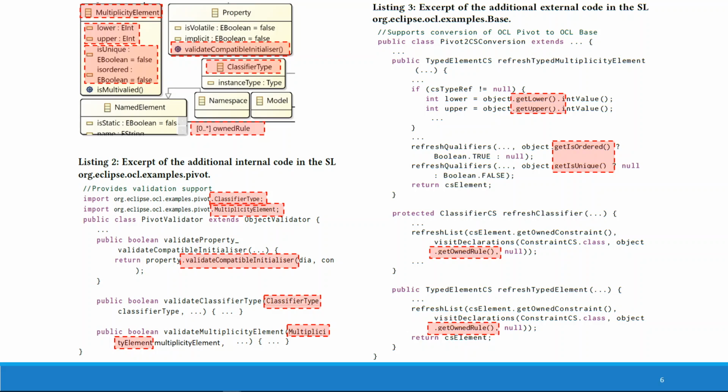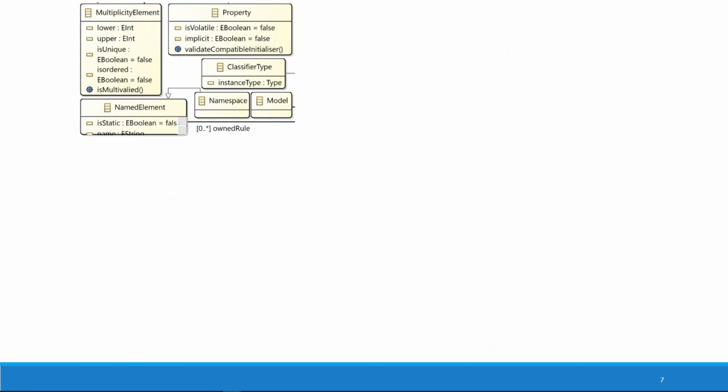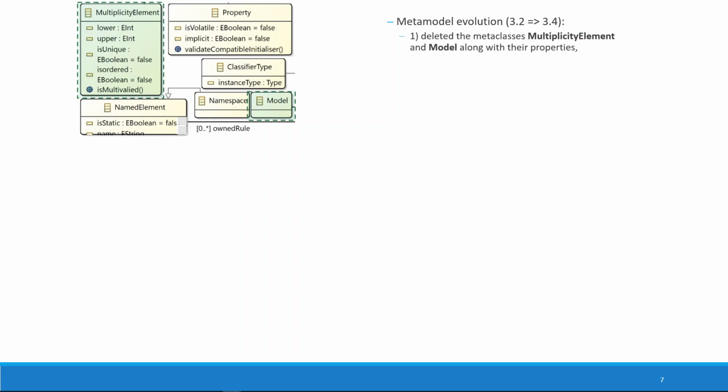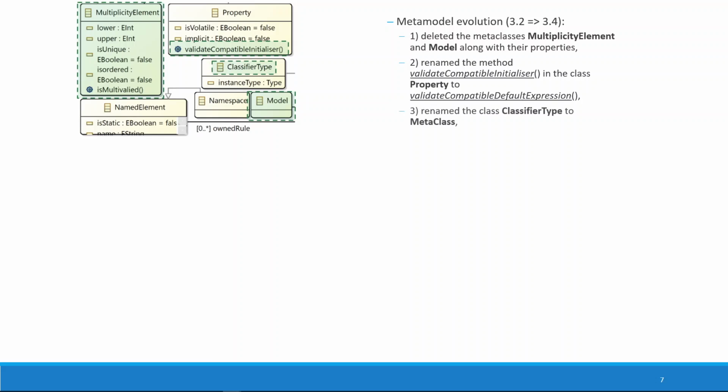And the challenge is, when the model evolves, how to co-evolve the code. So let me give you an example of how it actually evolved between two versions. For example, the two classes Model and MultiplicityElement were deleted along with their properties. The operation and the class ClassifierType were renamed, and another property was pushed down to the subclass Namespace.